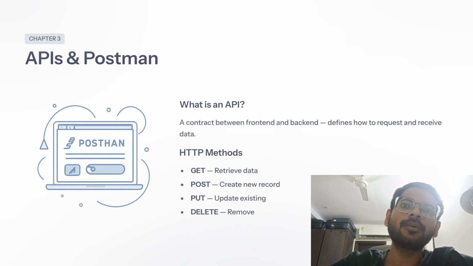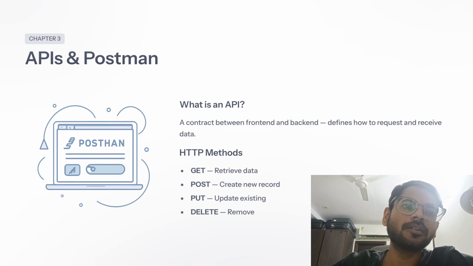Now, coming to the different methods of API. The different methods are GET, POST, PUT, and DELETE. GET is something that we use to retrieve some data from the database. POST is where we want to create a new record, and PUT is maybe doing some updates in the existing records, and DELETE is deleting the record.